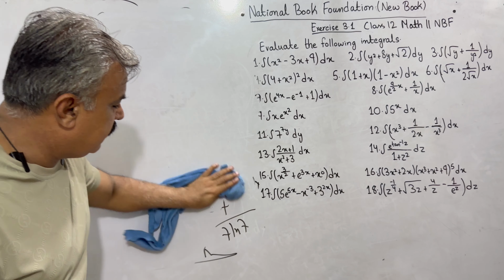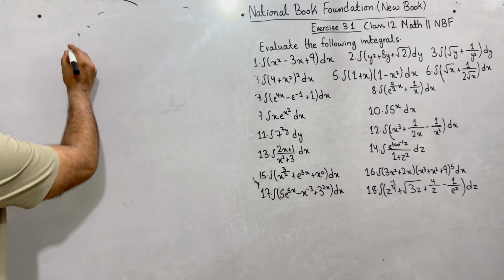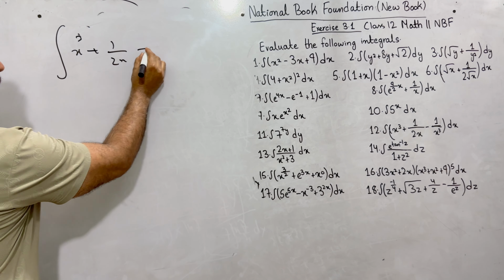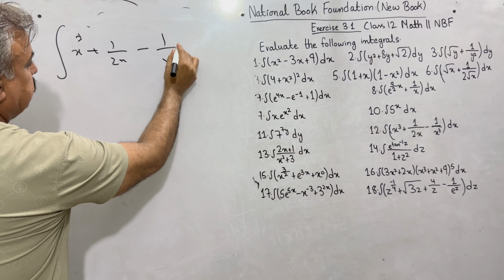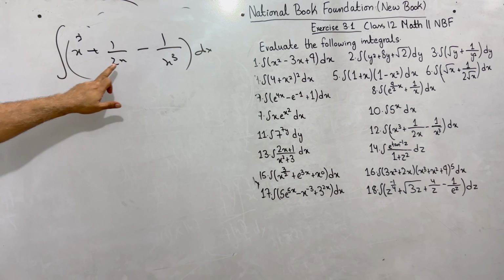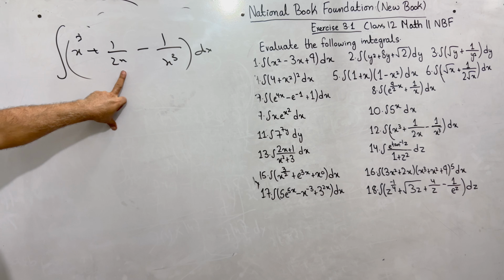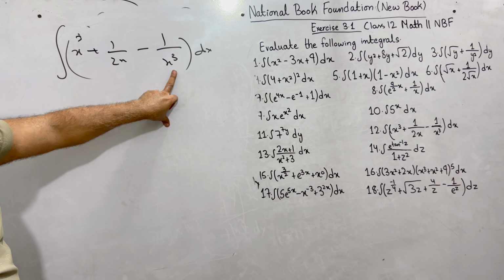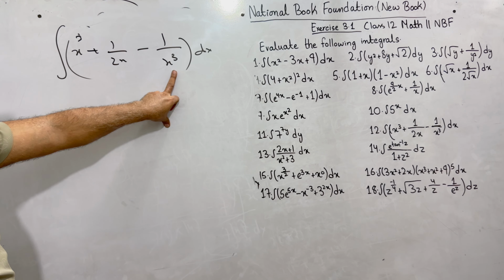It is a simple one. We have done all these questions, all these cases. Let me give you a good refresher. The integral of x cube plus 1 over 2x minus 1 over x cube dx. Inspect the situation. Simple integration. 1 over x is the differentiation of ln x, its integration is ln x, and in that case we shift 1 over x cube to x raised to minus 3 and add 1.